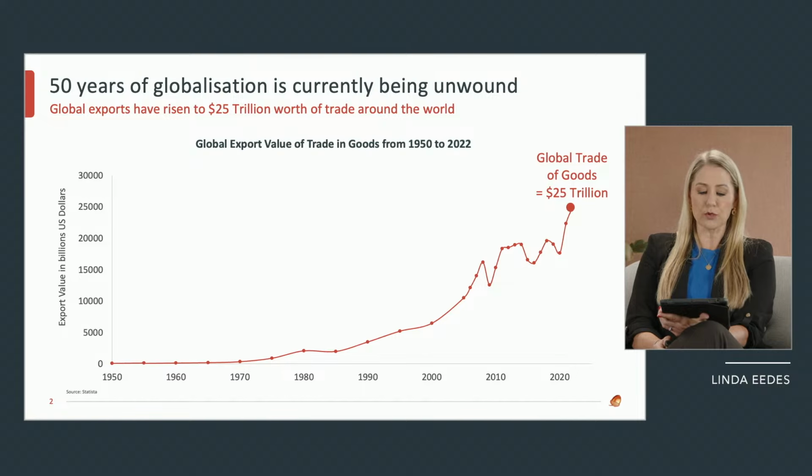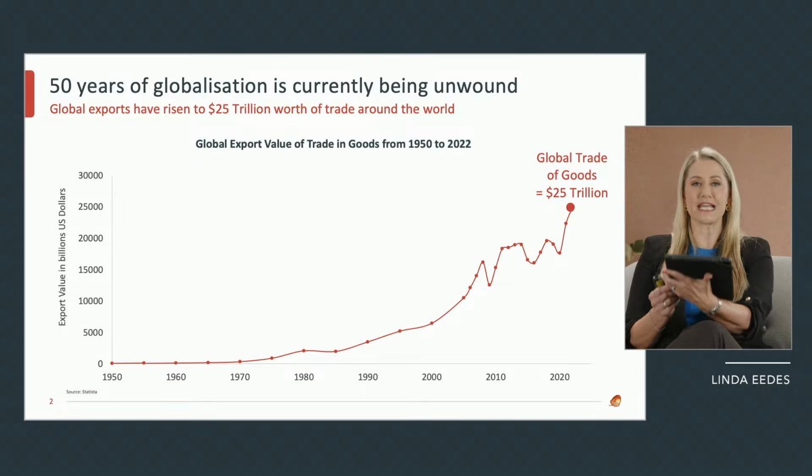And the value of global goods traded today is actually up fivefold since the 1990s. So today, the global economy is worth about $100 trillion. A quarter of that is actually made up of global goods traded around the world. So the world truly has become globalized in nature over the last 50 years.